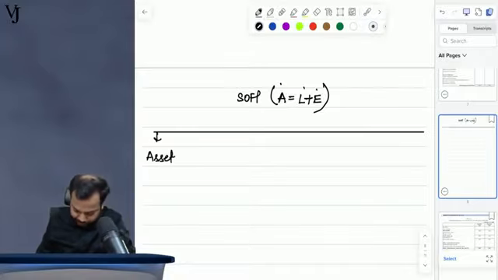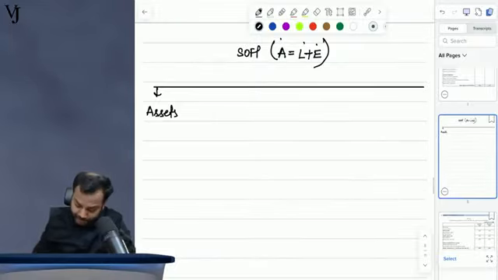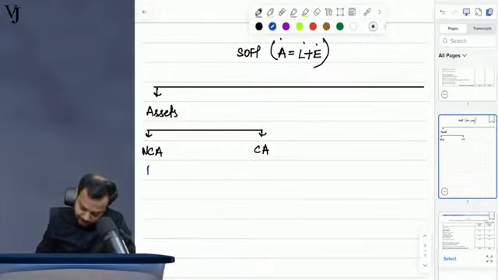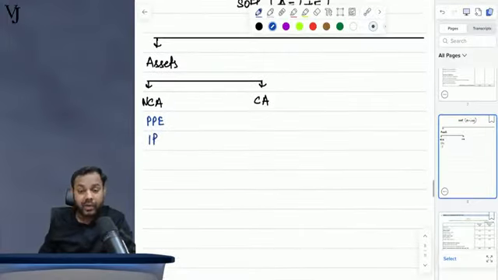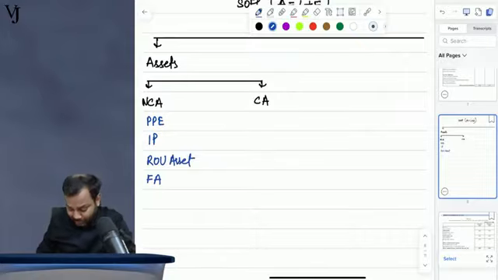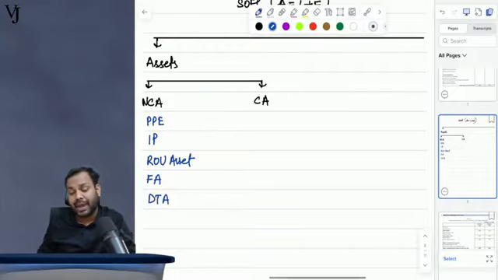Assets. Now, assets can be of two types. One is called non-current asset, another is called current asset. Okay, so can you give me examples of non-current assets? Yes: property, plant, equipment, investment property. Then come right of use assets. Then come financial assets. Then comes deferred tax assets.